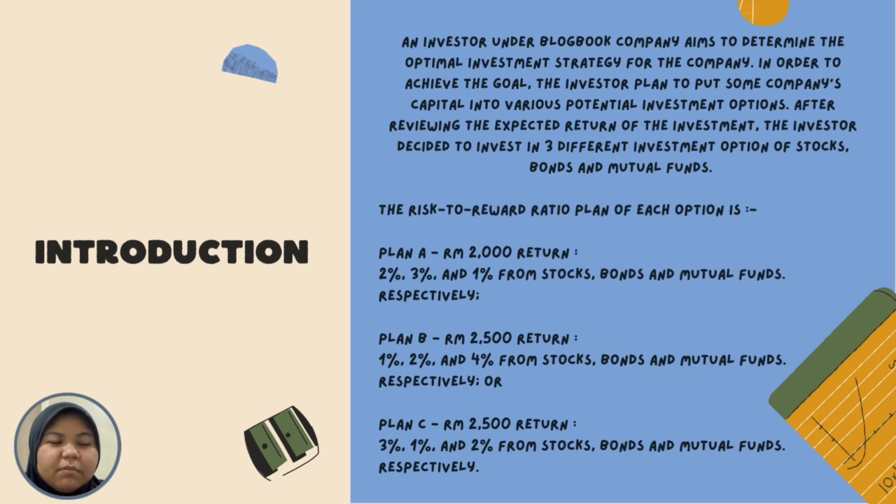3%, and 1% from stocks, bonds, and mutual funds respectively. Second, Plan B, 2,500 return, which is 1%, 2%, and 4% from stocks, bonds, and mutual funds respectively. Lastly, Plan C, 2,500 return, which is 3%, 1%, and 2% from stocks, bonds, and mutual funds respectively.